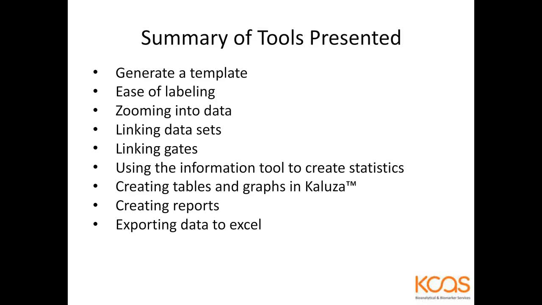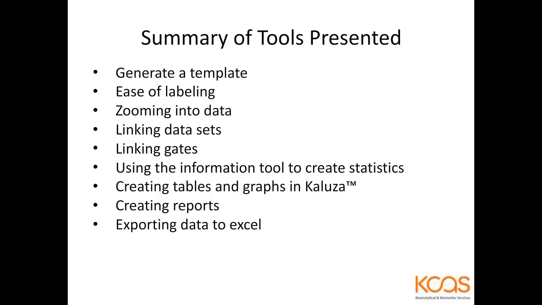All right, so real quickly to recap, we covered generating a template, labeling of data files, zooming. We did not cover zooming into data. We did cover resolution of data. We can go back and cover zooming. Linking data sets, i.e. creating a composite. Linking gates across the data sets in those composites. Using the information tool to create the statistics at the bottom and generating an Excel spreadsheet.